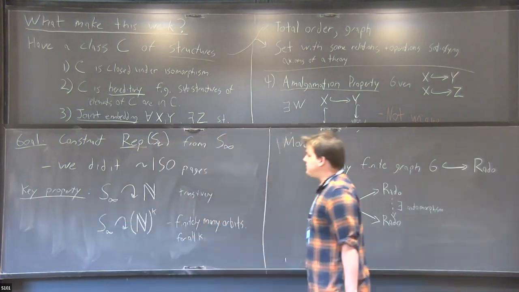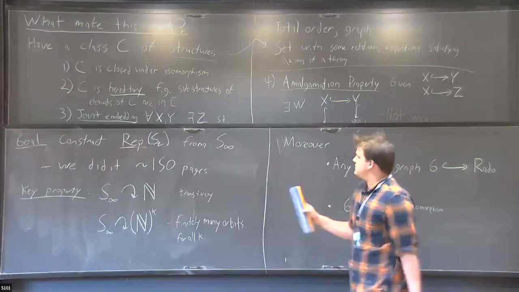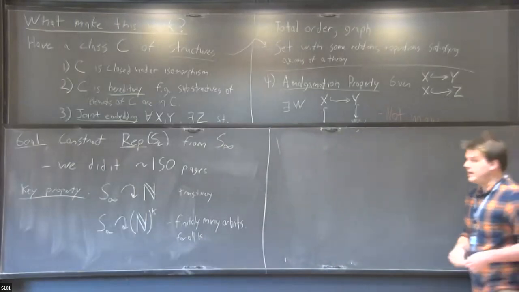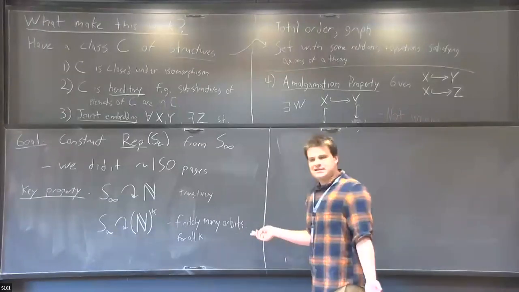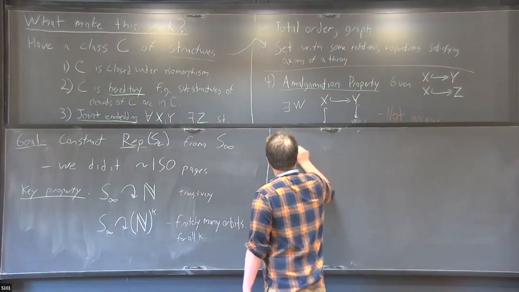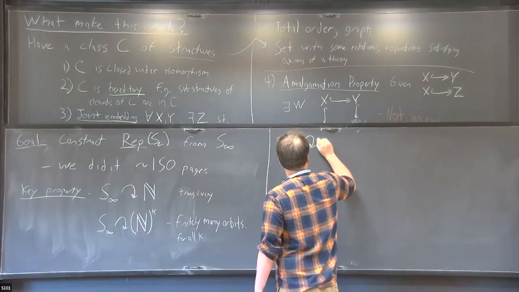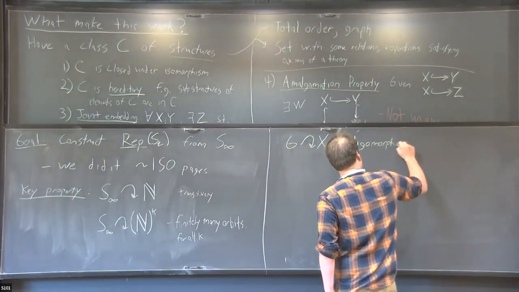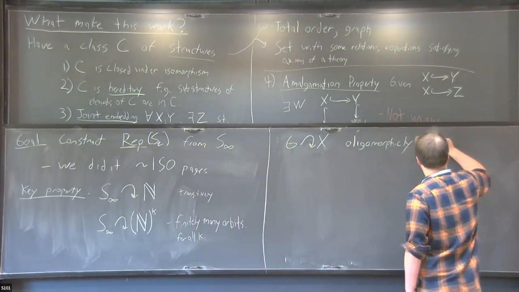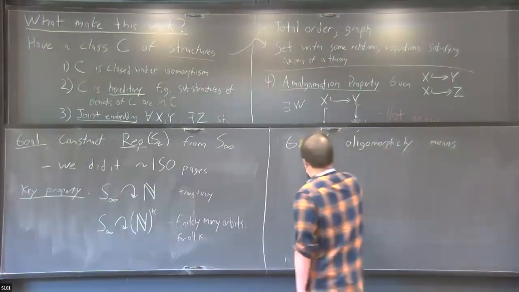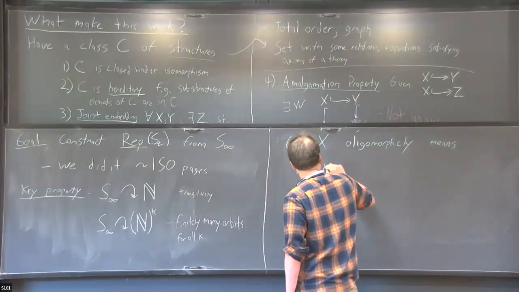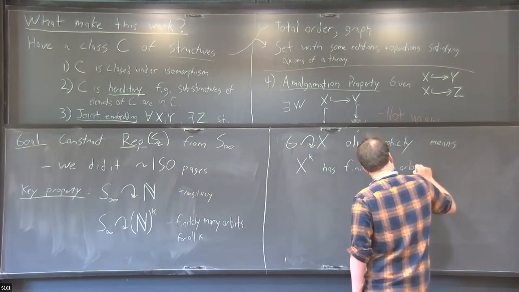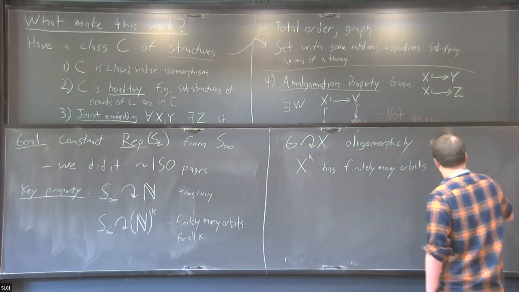So this property showed up immediately for us in trying to make this work, because this ensured that certain bases in these categories we're trying to define would be finite dimensional. And it turns out this is basically exactly the definition of an oligomorphic group. So G acting on X oligomorphically means that X^k has finitely many orbits.